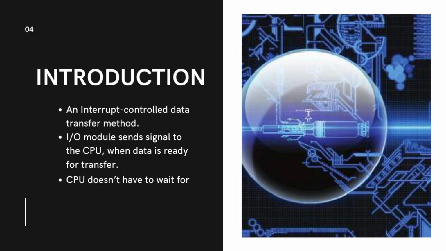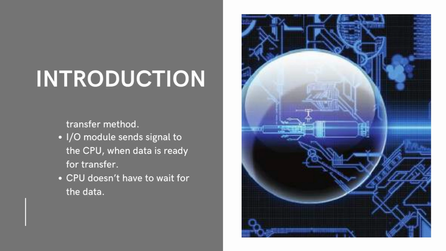Starting with what we mean by an interrupt, it is a signal emitted by hardware or software when a process or an event needs immediate attention. Now, interrupt-driven I/O is an interrupt-controlled data transfer method. It means that data transfer process is initiated by an interrupt. I/O module signals the CPU when data to be transferred is ready with the module. Hence, CPU doesn't have to wait for the required data.